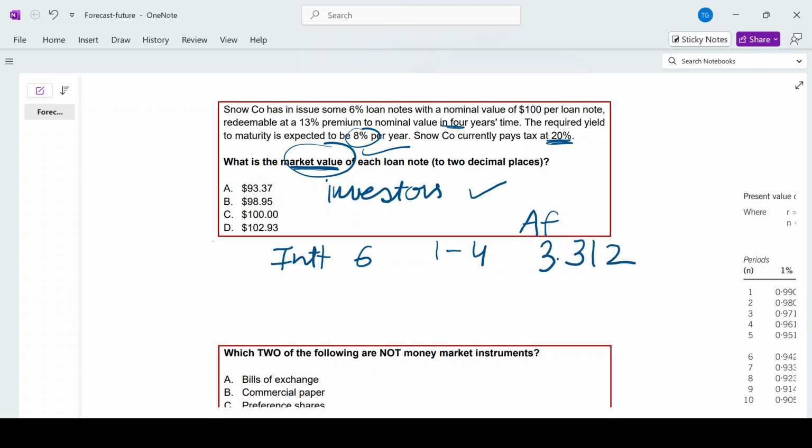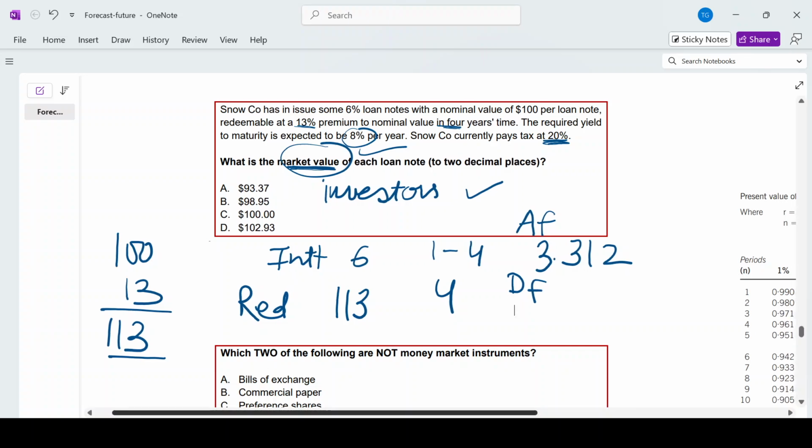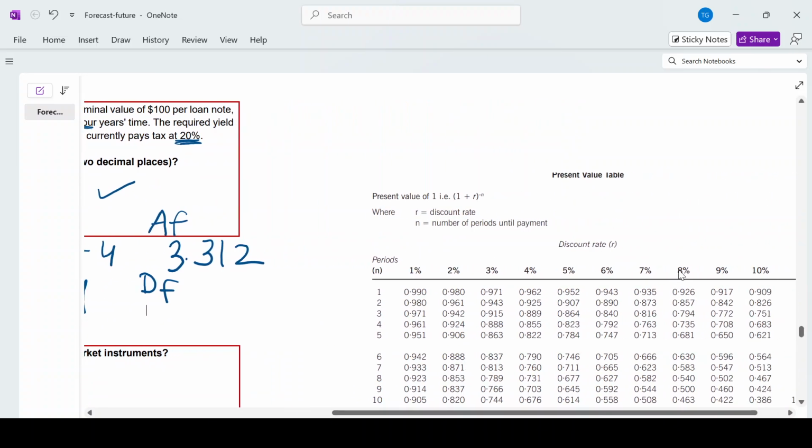So 3.312, and then at the end, in the fourth year, I'm going to receive a one-off payment in which I'm going to get the redemption of the loan note, which is going to be at a 13% premium. So if the nominal value is 100, 13% of 100 is 13. That means at redemption I'm getting 113. Because this is a one-off payment, we will take the discount factor. So here I again open the present value table. 8%, fourth year, it's 0.735.